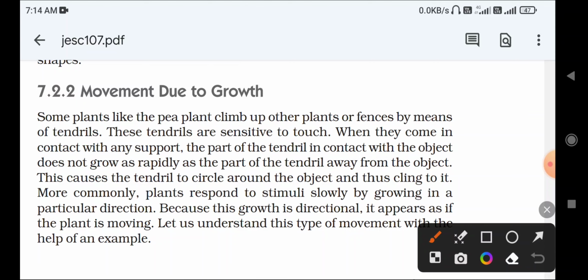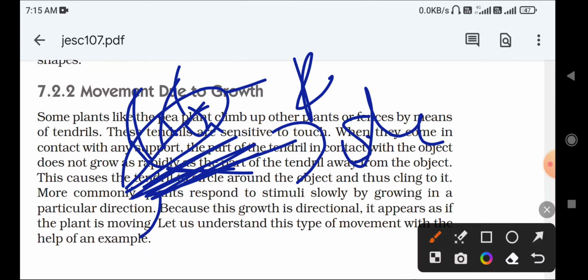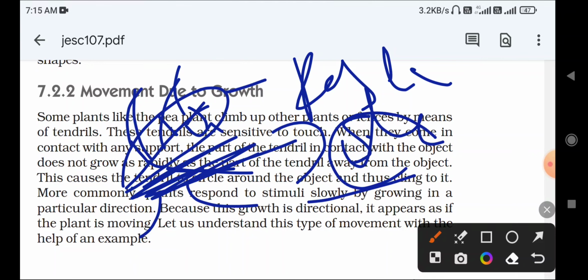So when the leaf is growing, the tendrils which are in contact with the support will grow in a lesser way, meaning the growth is somewhat reduced, and the part which is not in contact with the support grows faster. This is the point here. The part in contact with the support grows slower, and the part which does not contact it grows much faster.